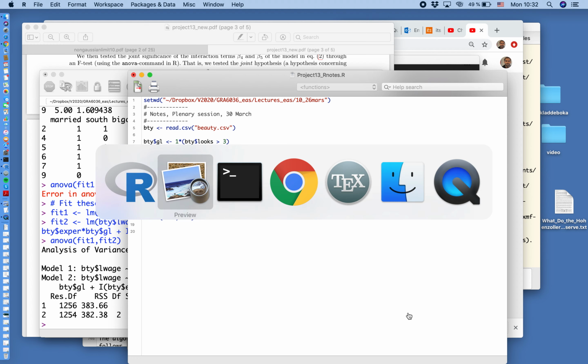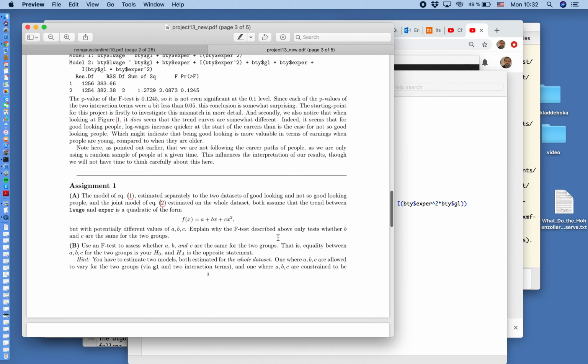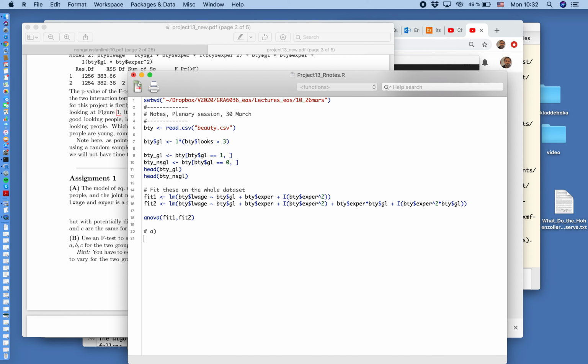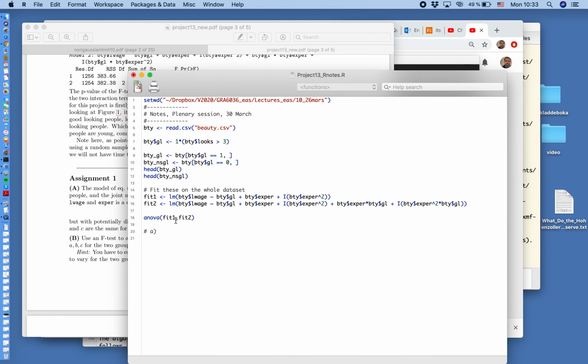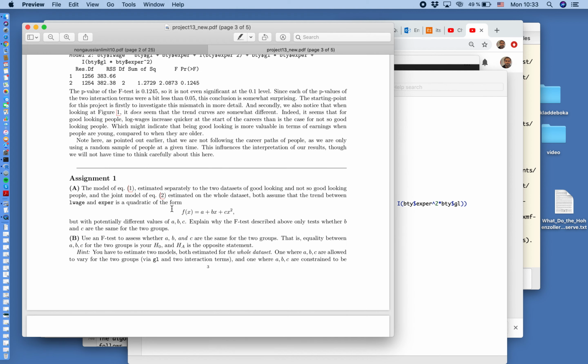And so now we can start the assignment. So we go to A here. The model of equation 1 estimated separately to the two data sets, good looking and not so good looking, and the joint model of equation 2, that's this model, both assume that the trend between log wage and experience is of the quadratic form, but with potentially different values A, B, and C. Explain why the F-test described above only tests whether B and C are the same for the two groups.